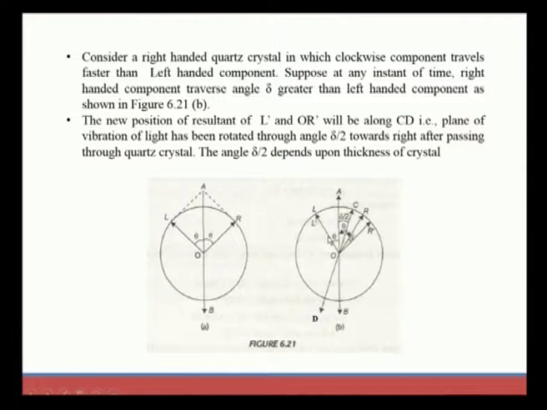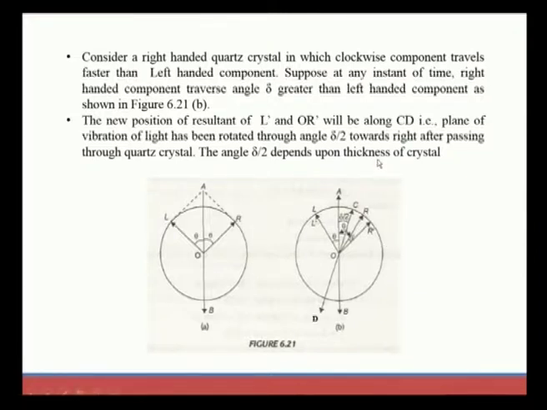So, what will happen? A new position of the resultant of OL dash and OR dash is produced, where OR dash is the new right-hand vibration. It will be along CD. This CD is the resultant plane that we observe from OL dash and OR dash, newly formed when the right-handed component travels slightly more, that is, through an angle of delta.